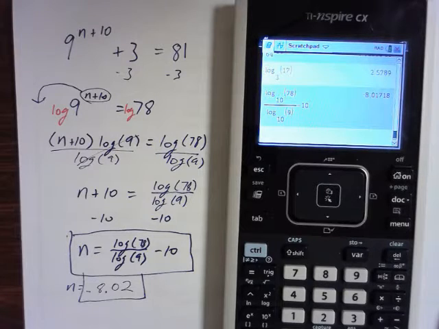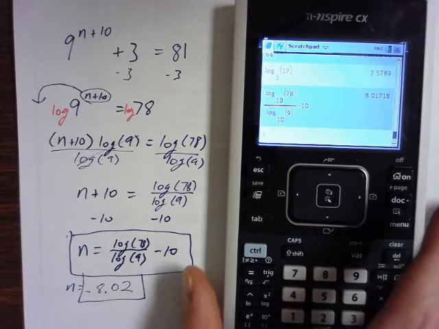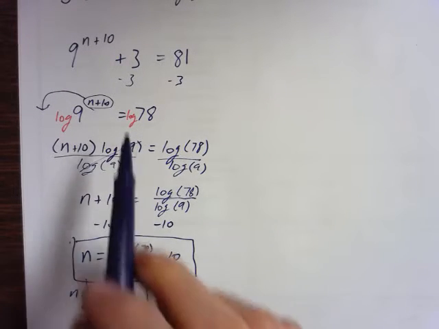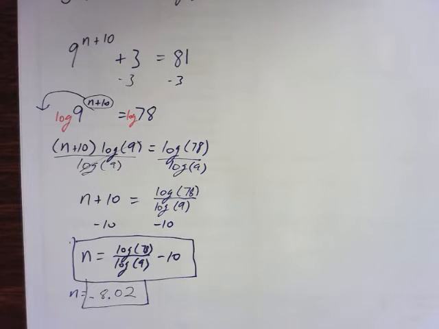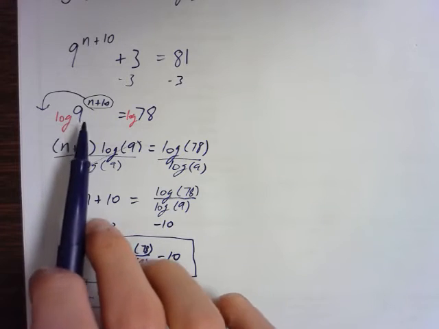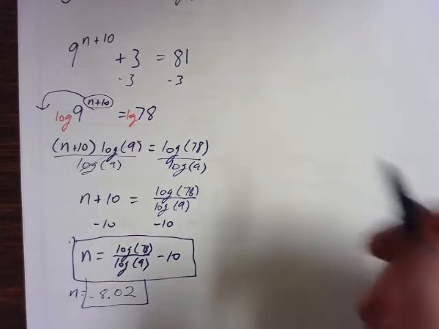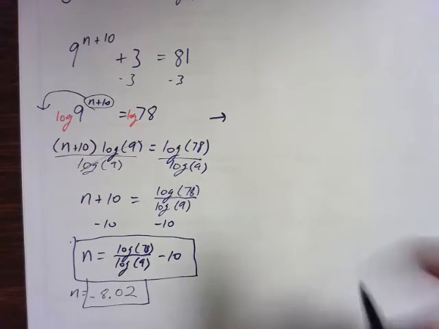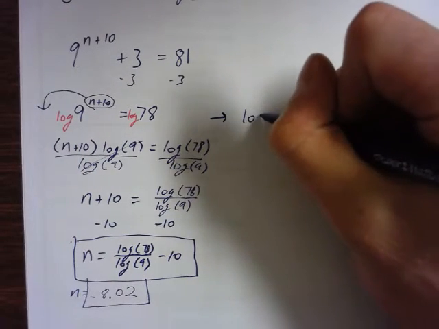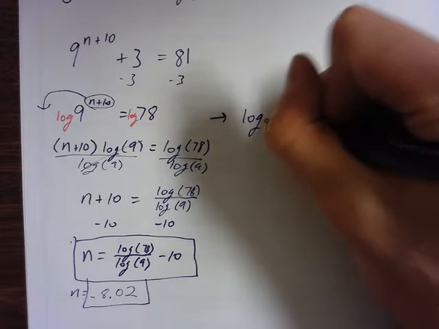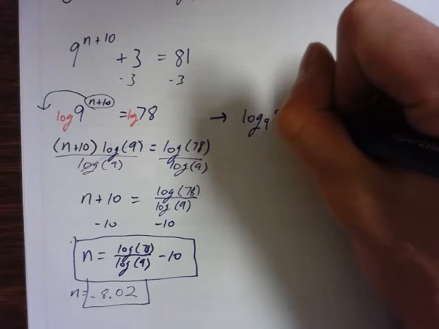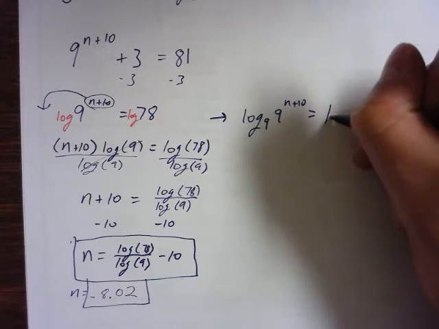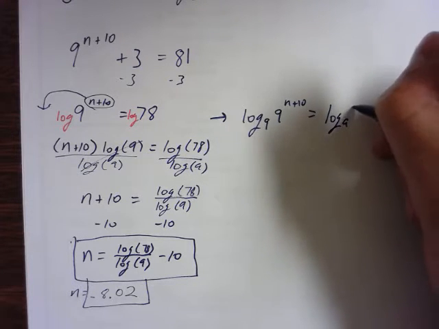So n equals negative 8.02. Now I said earlier I could have done a different base. And if I'm going to do a different base, I'm going to want to use the base with an exponent. So I can move this out here. And instead of log base 10, I can say log base 9 of 9 to the n plus 10 power equals log base 9 of 78.